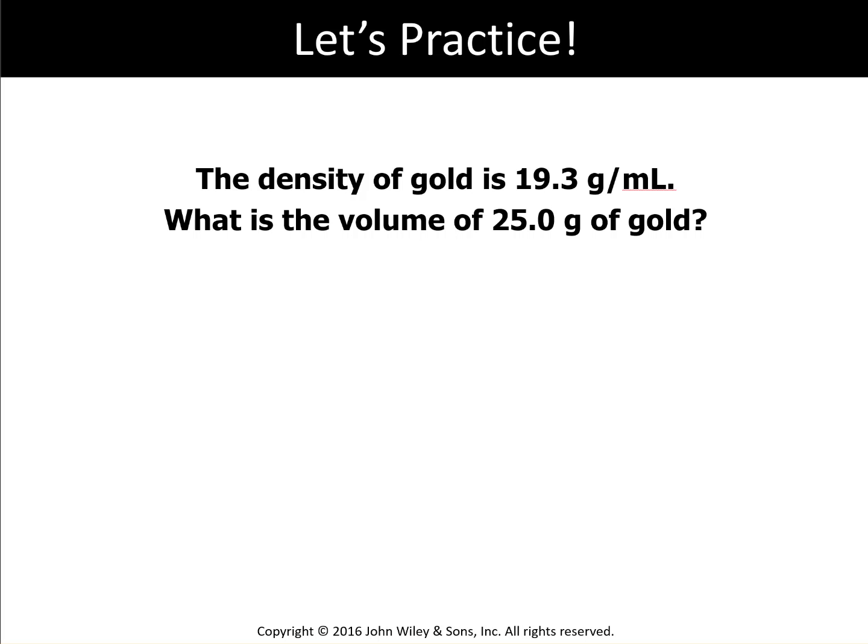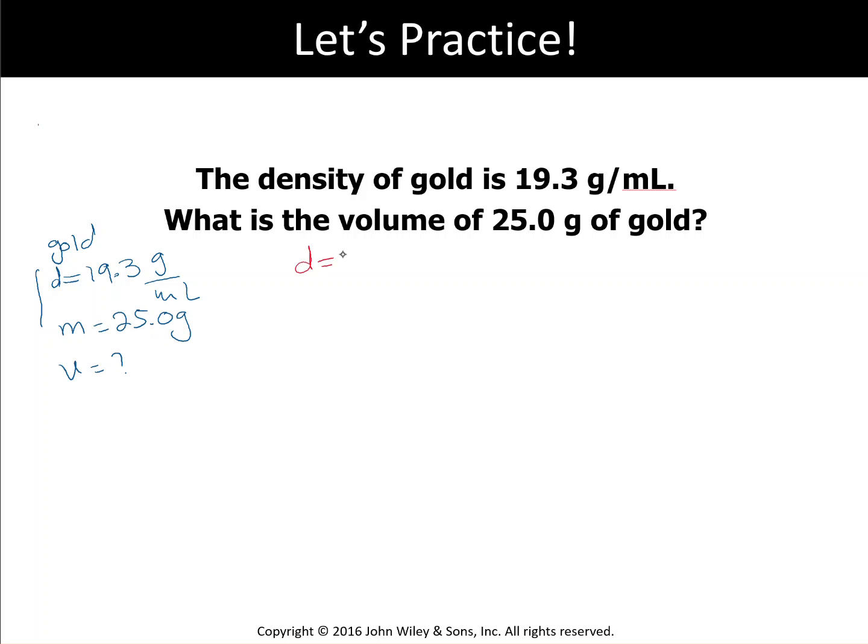Let's look at another example. The density of gold is 19.3 grams per milliliter. You want to know the volume of 25 grams of gold. So for gold, density is given to us, which is 19.3 grams per milliliter. Mass is also given to us, which is 25 grams. You want to find the volume.